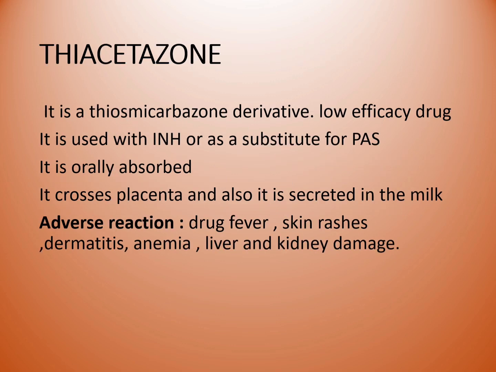Thiacetazone. It is a thiosemicarbazone derivative, a low efficacy drug. It is used with isonicotinic acid hydrazide or as a substitute for para-aminosalicylic acid. It is orally absorbed. It crosses the placenta and is also secreted in the milk. The adverse reactions are fever, skin rashes, dermatitis, anemia, liver and kidney damage.